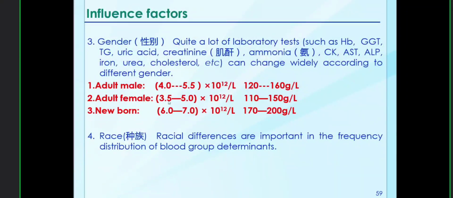For the adult female, the RBC reference value is 3.5 to 5.0 multiplied by 10 to the 12th power per liter, and hemoglobin is 110 to 150 grams per liter. For a newborn baby, the RBC is 6.0 to 7.0 multiplied by 10 to the 12th power per liter, and hemoglobin is 170 to 200 grams per liter. So for different tests, the results differ by gender. Next factor is race. Racial differences are important in the frequency distribution of the blood group determinants.